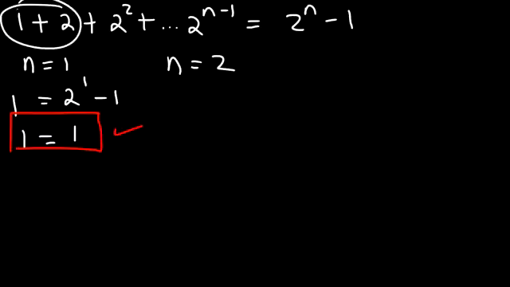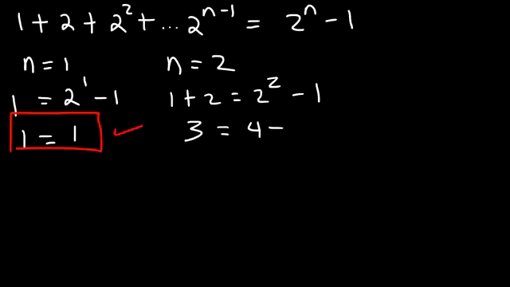So we need to add the first two terms. So that's going to be 1 plus 2, and then let's replace n with 2. So 1 plus 2 is 3. 2 squared is 4, and 4 minus 1 is 3. So it's true for the second term, or when n is 2.